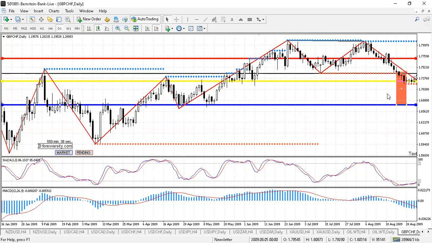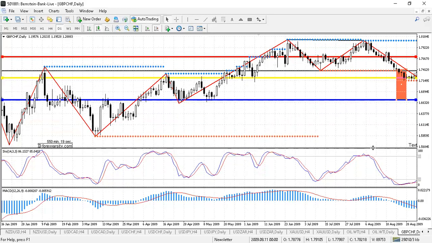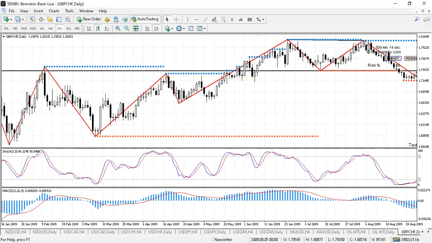The other thing that we can do is consider looking for an earlier entry. So instead of waiting till the break of that line there, we can try and get into that trade a little bit early. And instead of waiting to go past the neckline, we can consider entering on that second high. So how will we do that?